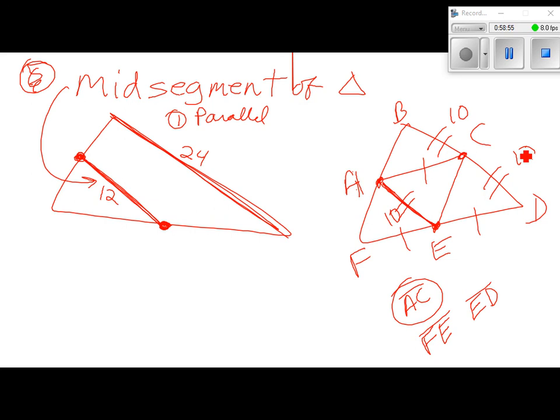Do not get mid-segment confused with what? Midpoint. What else? Medians. A lot of you on the quiz that we took got medians and mid-segments confused. Make sure you don't get those 2 confused. A mid-segment goes from one midpoint to another midpoint. What does a median do? Goes from a midpoint to a corner, or a vertex. Make sure you don't get those 2 confused. Know what you're dealing with.